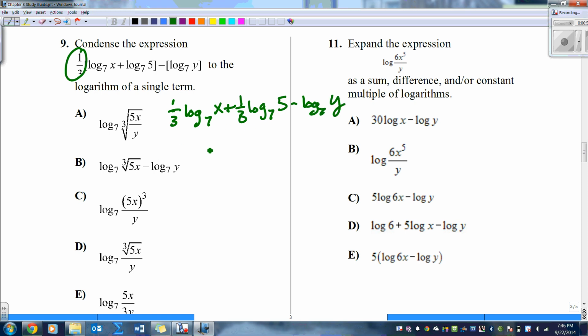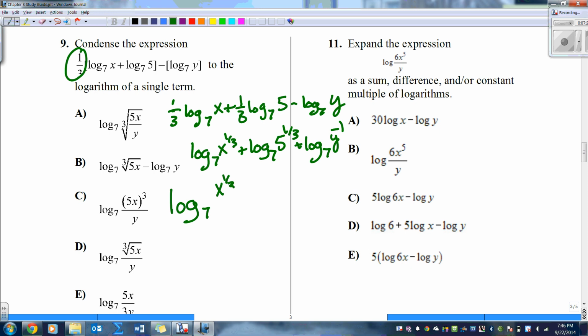Well, I'm going to change all my exponents. So now I have log 7 x to the 1/3 plus log 7 5 to the 1/3 plus log 7 y to the minus 1. Condense them all. Log 7 x to the 1/3 5 to the 1/3 y to the minus 1.